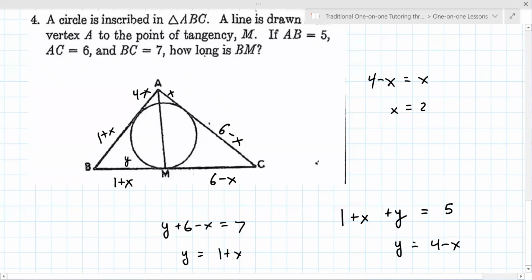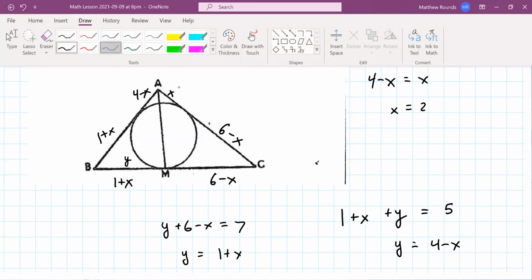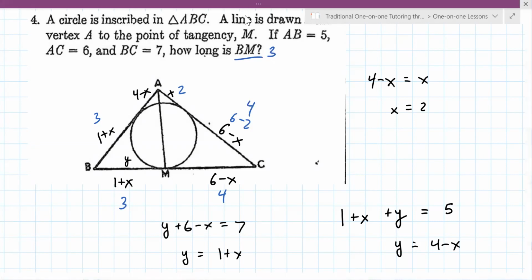So now we can start throwing in some numbers. Let me change colors here because that will help. See this, 2, 6 minus 2 is 4. That's 4, X is 2, so that's 3, and that's 3. And then there you have your answer, BM is 3. So these are called walk around problems. They're from geometry.